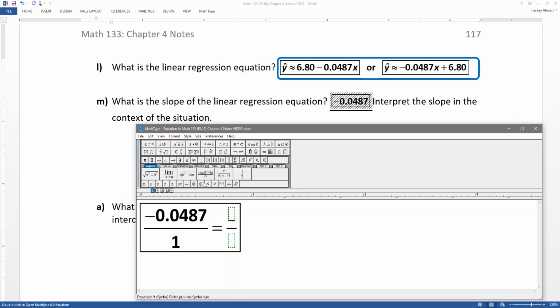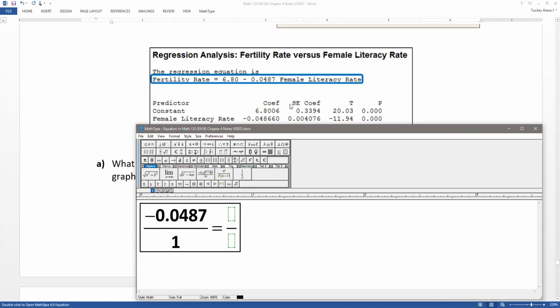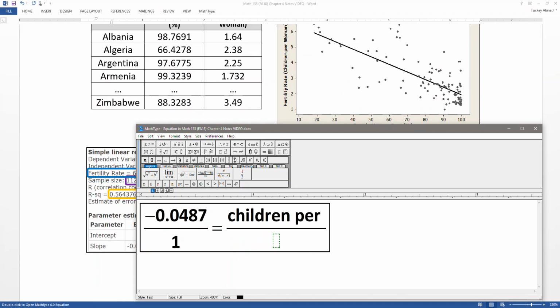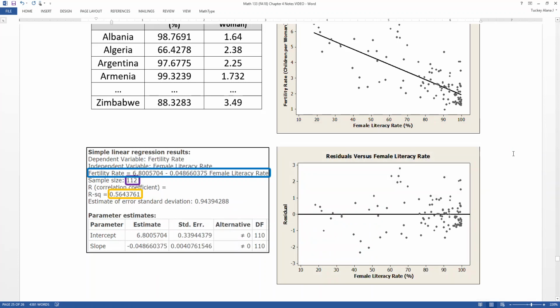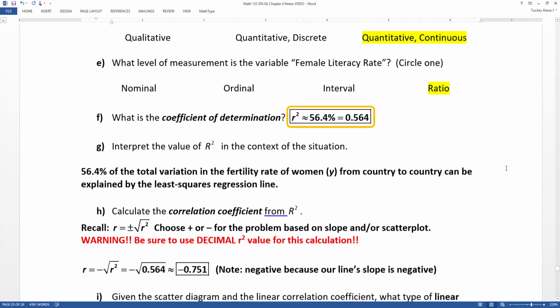Well, the rise was our y, and our y was the, let me scroll back real quick so you can see. The y was fertility rate. So this was children per woman. And the x was the percent that are literate. Percent literate in your country. Percent of women that are literate. Okay? So if you kind of write that out for yourself, it will very much help when you go to interpret.